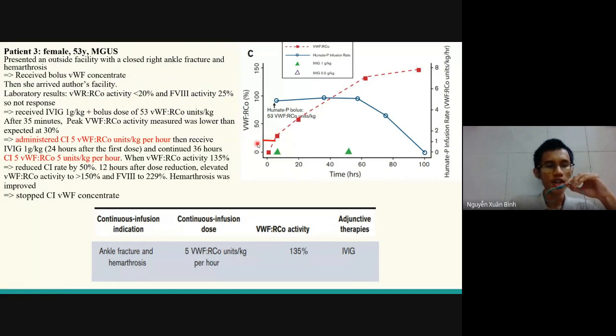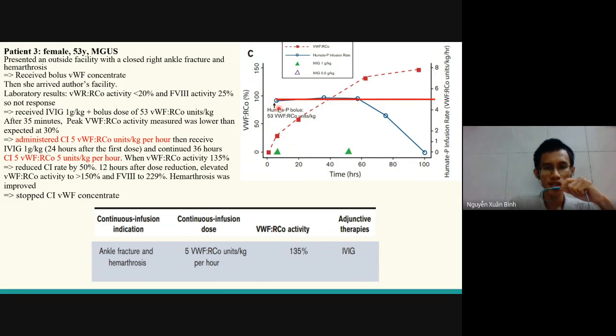Here, the doctor gave her IVIG, and the bolus dose was 53 units per kilogram. They waited for 35 minutes. After 35 minutes, the peak of von Willebrand factor activity was lower than they expected, 30%. So she decided to give her a continuous infusion, 5 units per kilogram per hour.